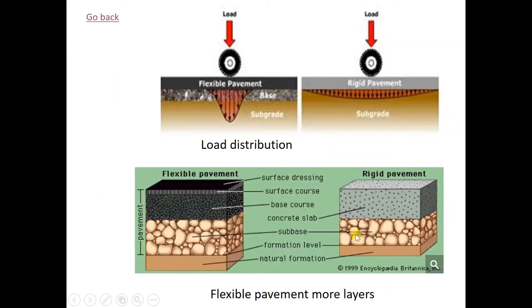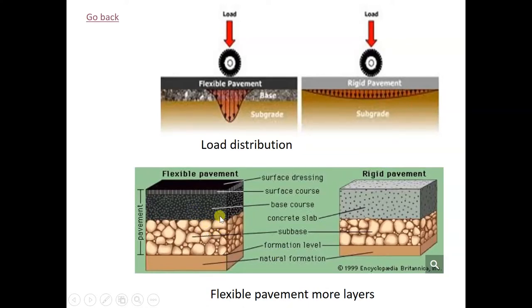In comparison to the rigid pavement, on the left hand side is the flexible pavement. The area for the traffic loads is smaller, so the magnitude of the force or the pressure is much higher. Also in comparison, the layers of the two types are different.